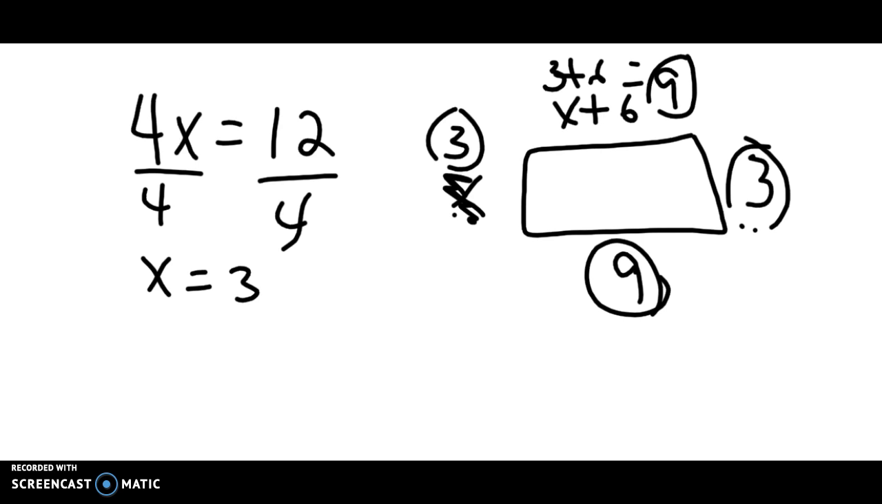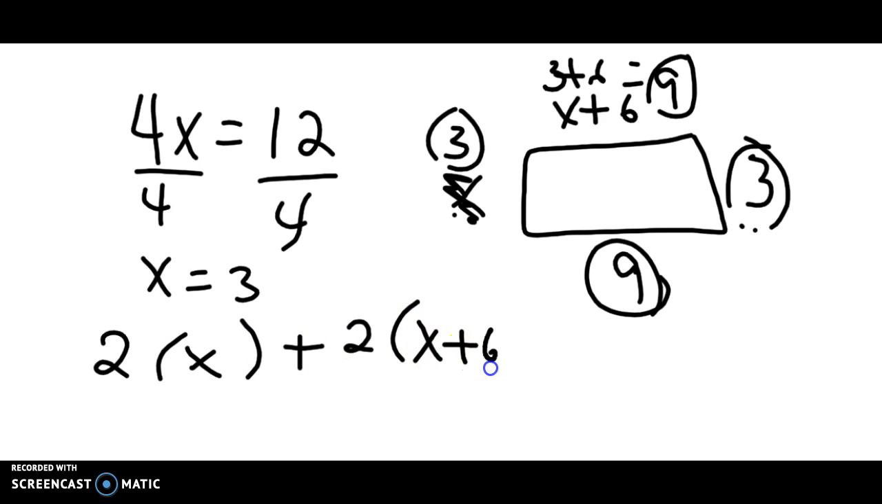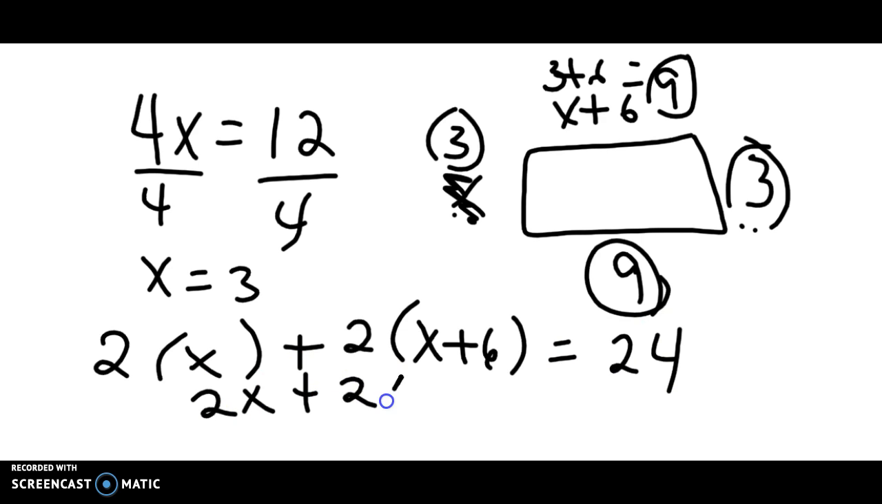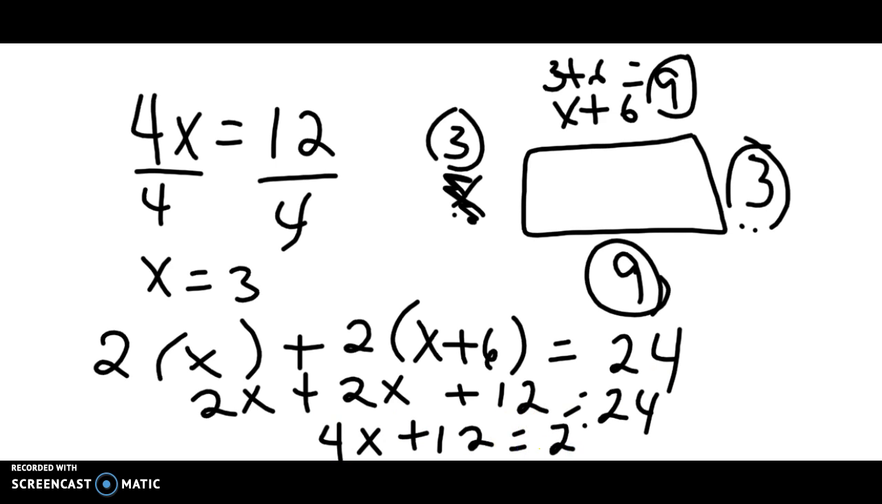The other way would be, remember your let statements, and we're going to use that formula. So the formula says 2 times the width plus 2 times the length, and it equals 24. So I've got 2x plus 2x plus 12 equals 24. And now we're back to that equation I made when I drew the picture, and then you solve.